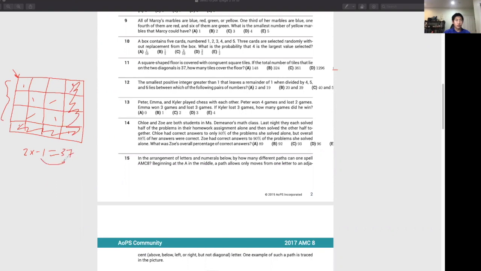If we add 1 to both sides, we have 2x equals 38, x equals 19, and the total number of tiles for us is going to be 19 squared, which is 361.